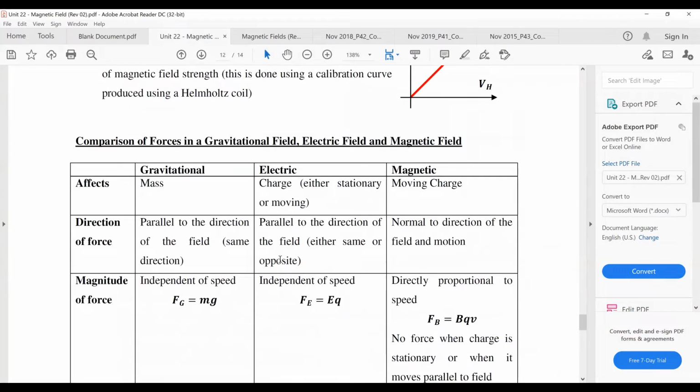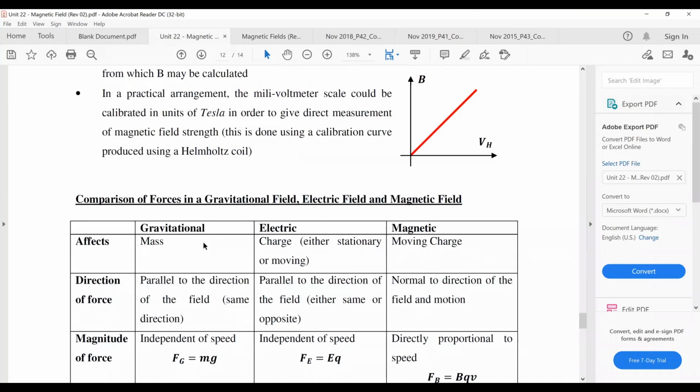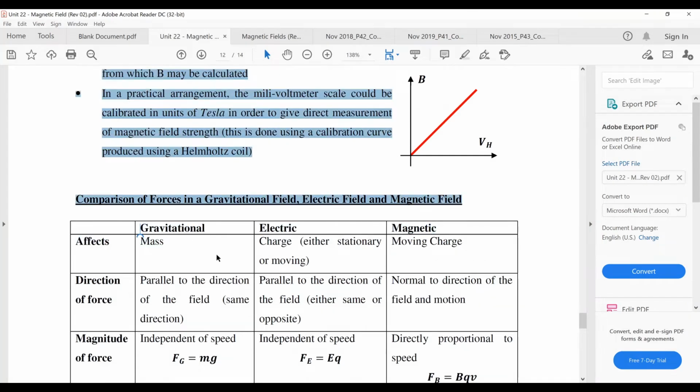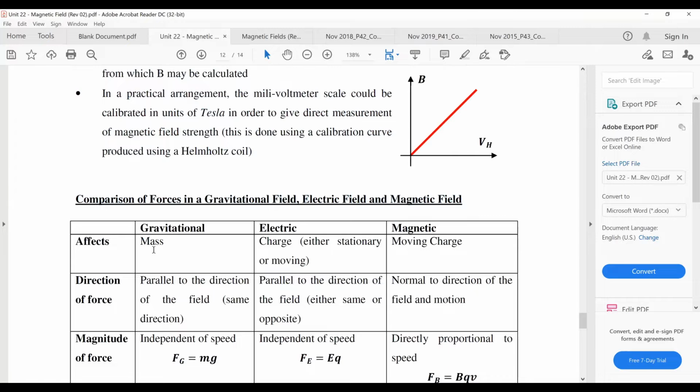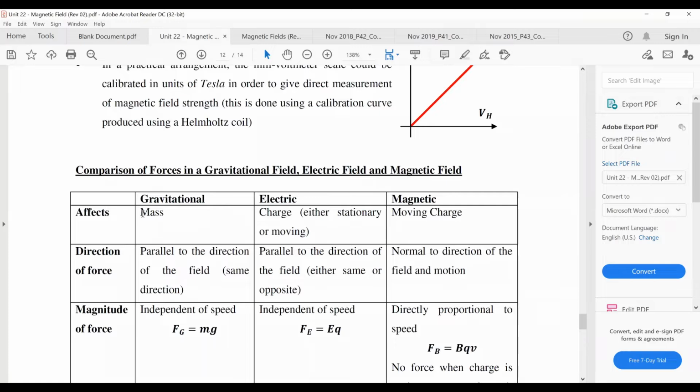This one is on page 12 of your notes. Now, you've learned a bit about the forces acting in a gravitational field, electric field, and magnetic field. Gravitational force only affects mass, whereas electric force only affects charges. It won't matter whether the charge is moving or stationary; as long as it has a charge, it will have electric force. But for a magnetic field, you only have a magnetic force if the charges are moving.